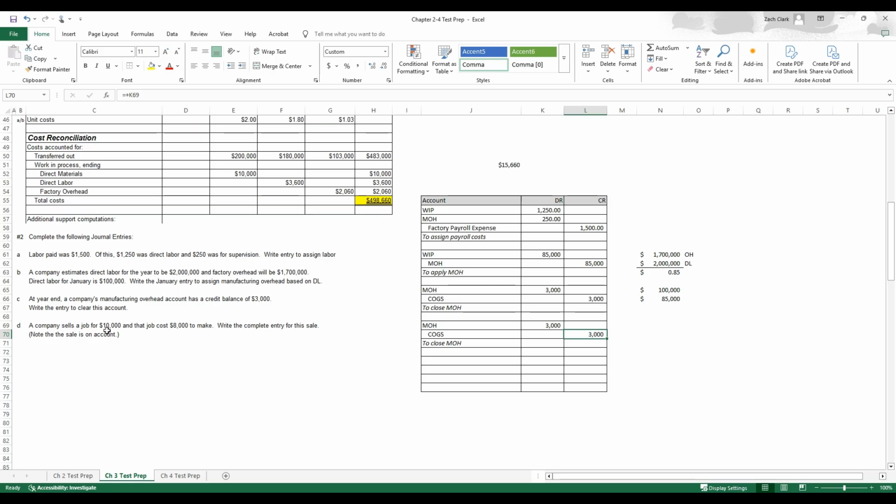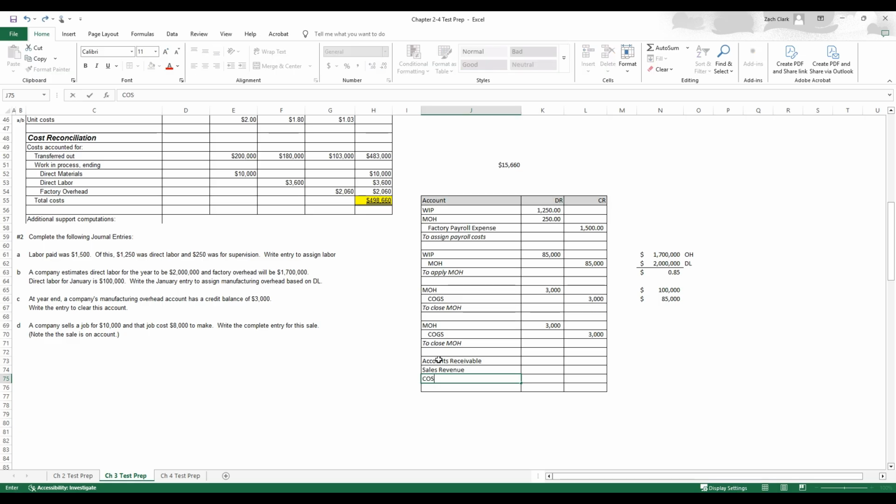Okay, last one. A company sells a job for $10,000, and that job costs $8,000 to make. Write the complete entry for this sale and its sale on account. So these are all kind of basic, fundamental types of entries from chapter 2 and 3, and not so much chapter 4, but more so 2 and 3. So let's just finish this one out.